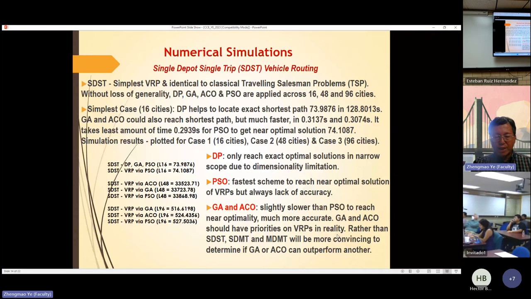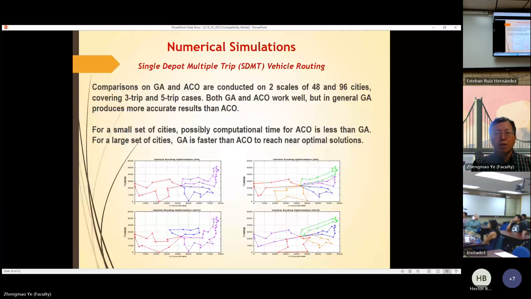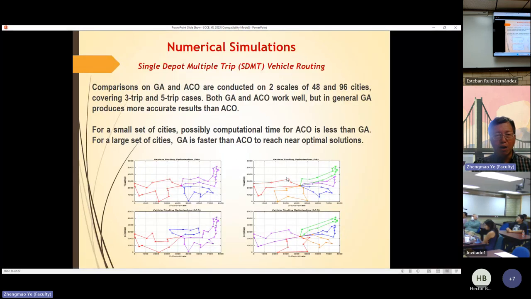Now we also need to find out which one is better, GA or ACO. Rather than SDST, SDMT and MDMT will be more convincing to determine if GA or ACO can outperform the other one. Okay, single depot, multiple trip. Comparison of GA and ACO is conducted on two scales, 48 cities on the left and 96 cities on the right. And we have three trip and also five trip cases.